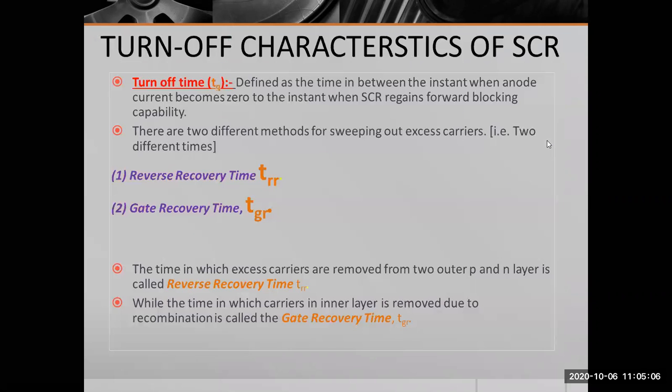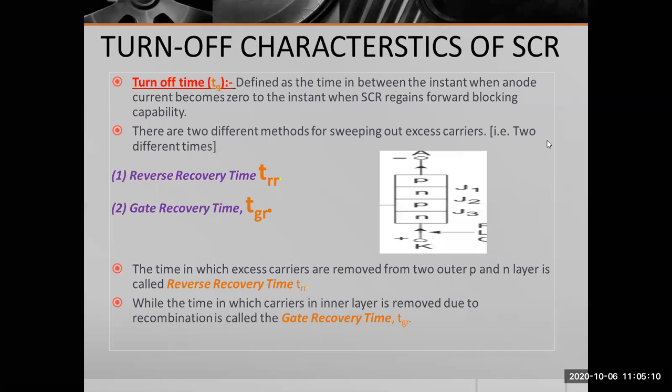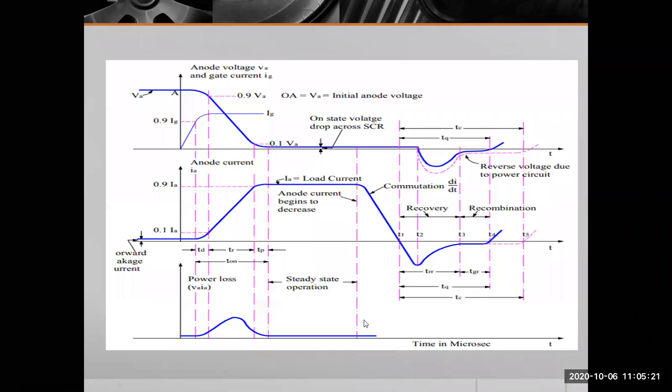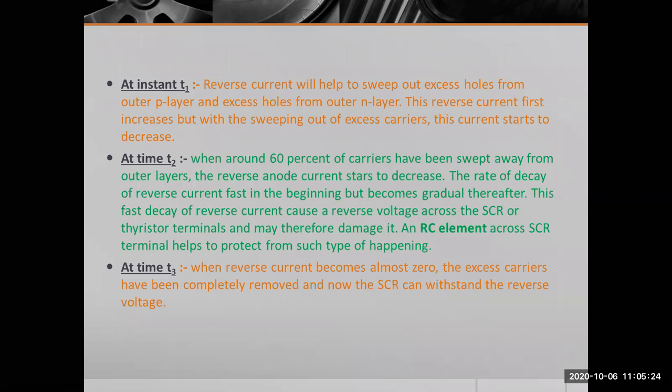To see the diagram, these are the topics which we already discussed. How to define TRR and TGR we also defined previously. TRR is nothing but the outer layer excess charges being removed. During TGR, the inner layer excess charges are removed. These are the basic things we discussed, and just now we discussed what happens at T1 and T2, and at T3 also.